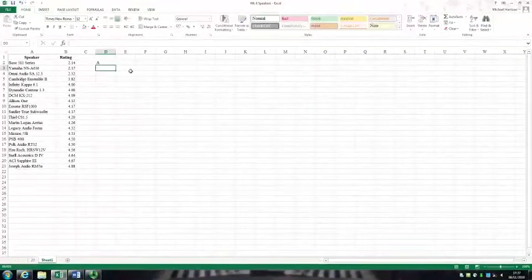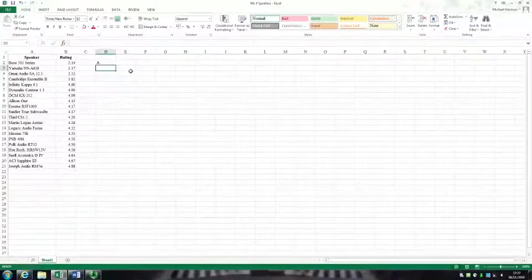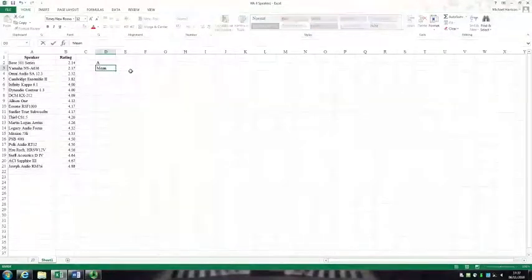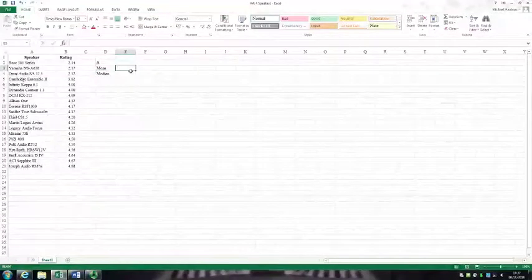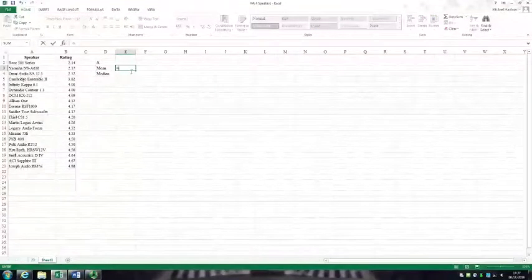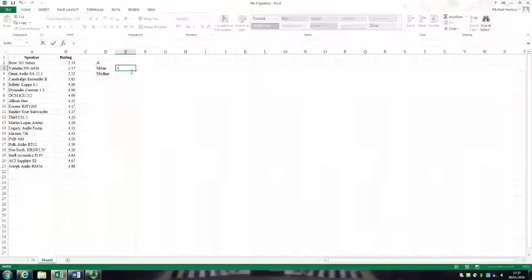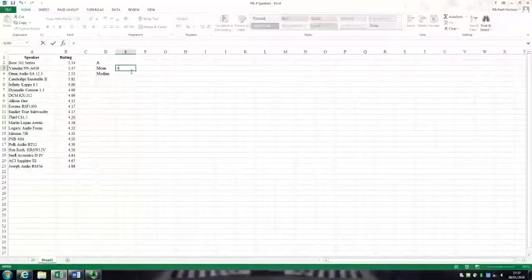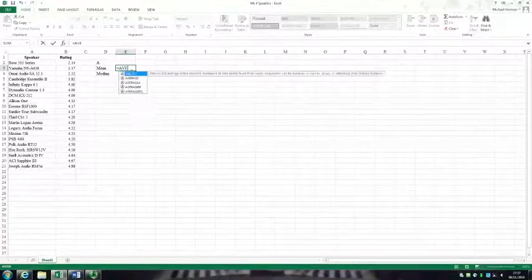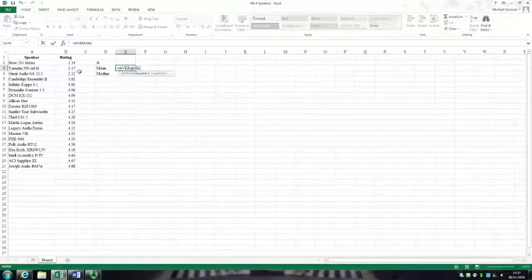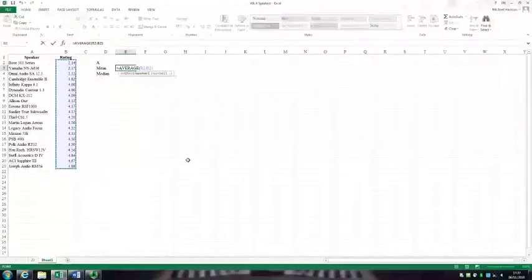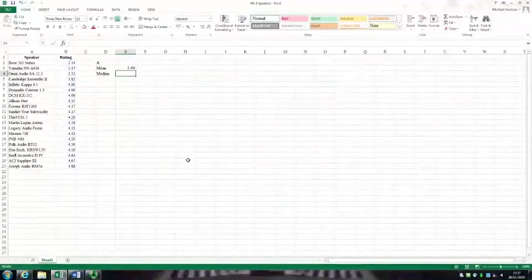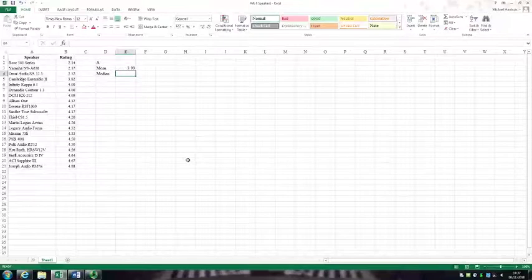Part A requires us to calculate some measures of central tendency. We are asked for the mean and the median. The mean is probably the easier of the two to calculate. We can use Excel's functionality here, equals average, open bracket, select the range and only the data, close bracket, enter. Our mean is 3.99.